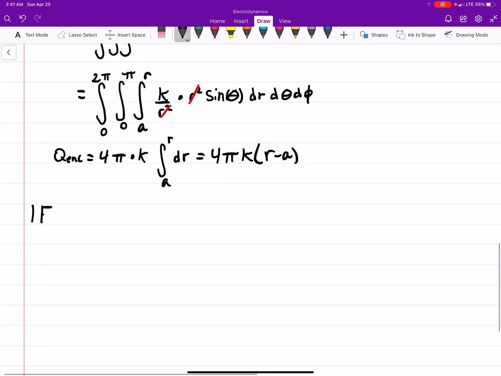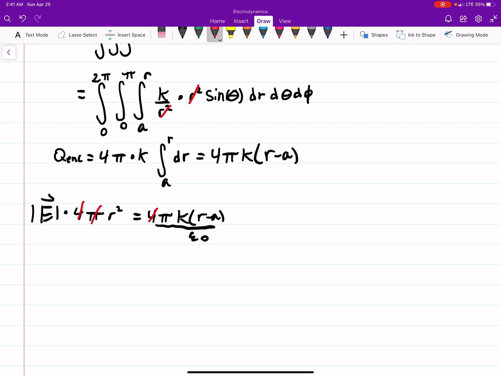So the magnitude of your E field times 4 pi r squared is equal to 4 pi k times r minus a divided by epsilon naught. And you can see your 4 pi's cancel. And then we find the E field in this middle region here is equal to k times r minus a over epsilon naught r squared in the r hat direction.